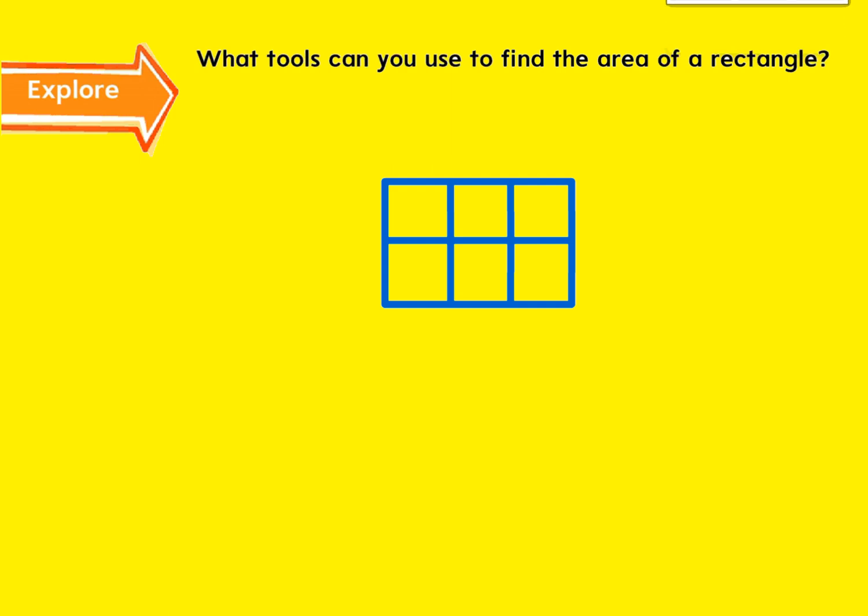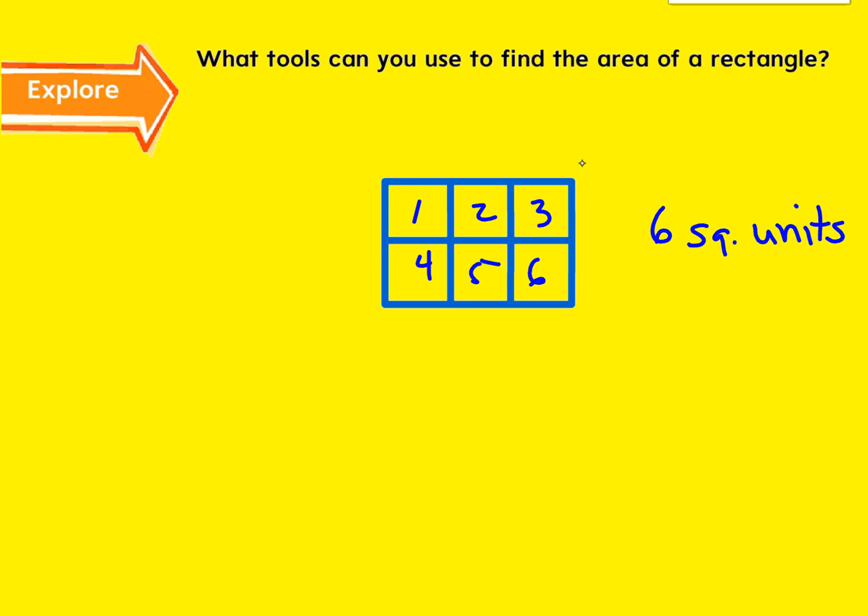So we're going to take a look at area of rectangles. So what are some ways that we can find the area of this rectangle? Well, one thing we could quickly do is just count the boxes. 1, 2, 3, 4, 5, 6. So we know the area would be 6 square units.